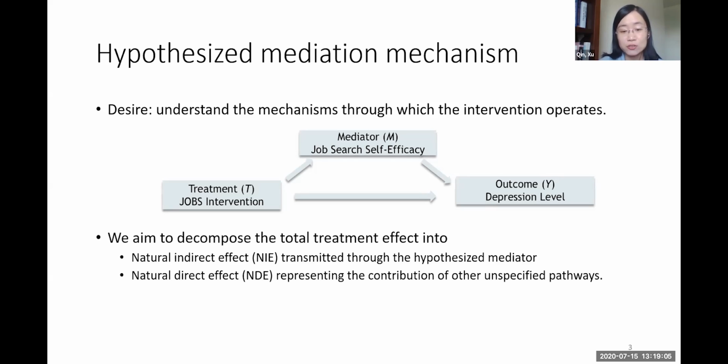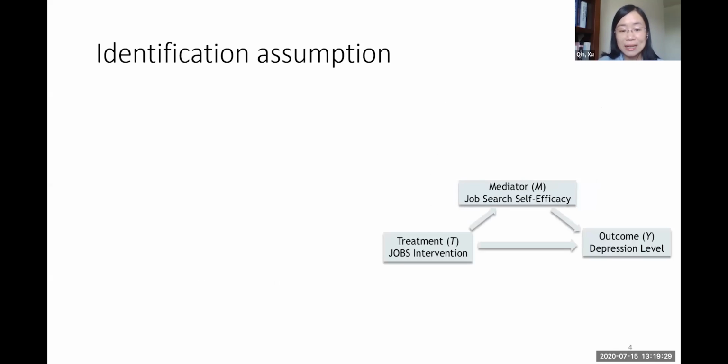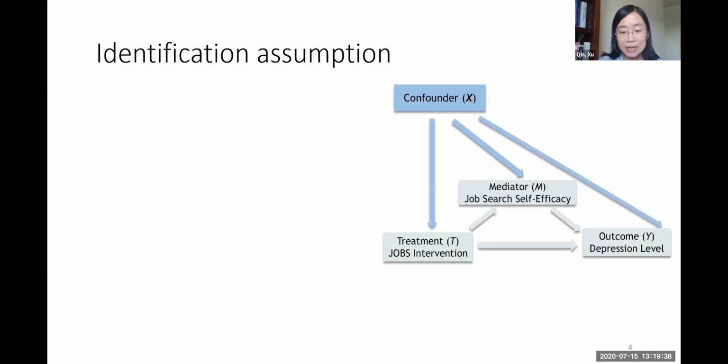As Trang clearly introduced, each effect is defined as a contrast of two potential outcomes for each individual. However, only the potential outcome under the individual's actual treatment condition is observable. To identify the average direct and indirect effects, we need to relate the unobservable quantities to observed data. The identification is complicated by the existence of confounders. As shown in this diagram, there may be variables that affect both the treatment and the mediator, or affect both the treatment and the outcome. There may also be variables that affect both the mediator and the outcome. We call these variables confounders.